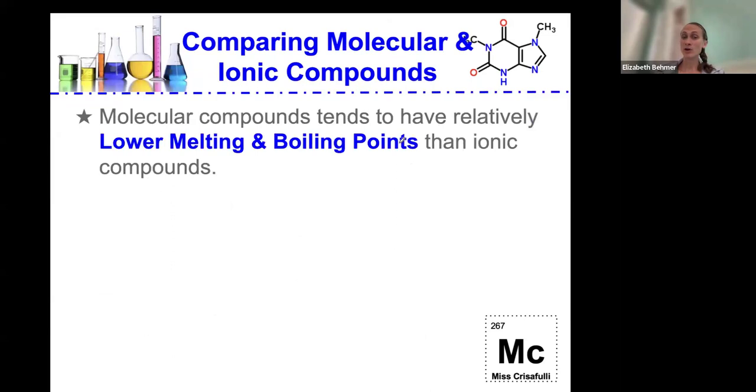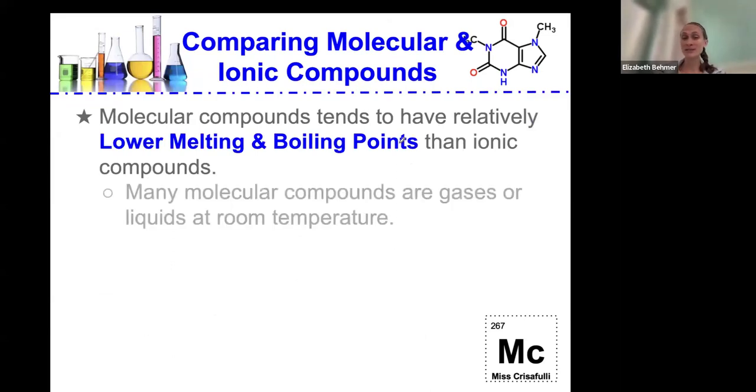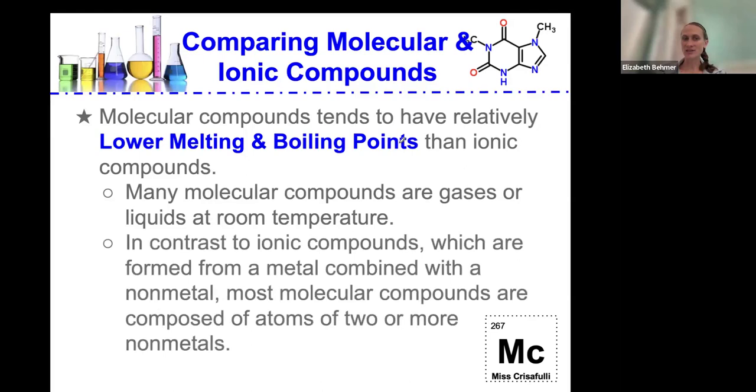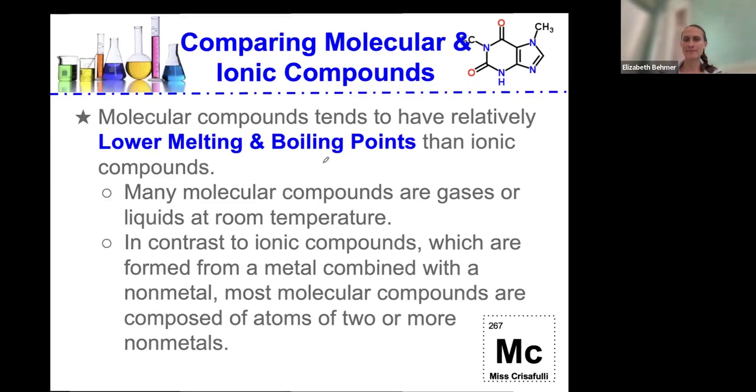Molecular compounds tend to have relatively lower melting points and lower boiling points than ionic compounds, and many molecular compounds will be gases or liquids at room temperature, in contrast to those ionic compounds that we talked about, which are formed from a metal combined with a non-metal. Most molecular compounds are composed of atoms of two or more non-metals, so a little bit of a difference there.